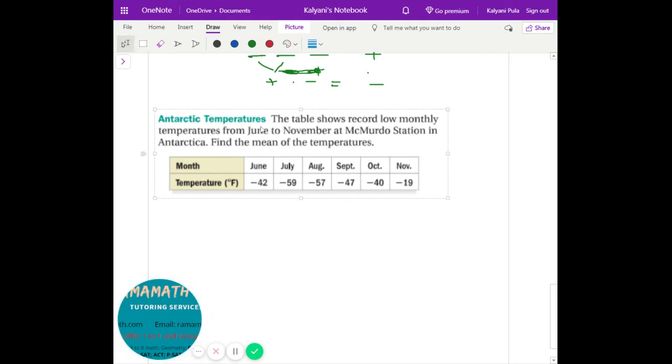Okay. Now look at this question. On Antarctic temperatures, you have 42, 59, and the negative temperatures are there. And we would like to know what's the mean temperature up there. So go ahead and try, add them all, and then divide by how many there are. Okay? I like that. A lot of good work out there. Definitely I can see that.